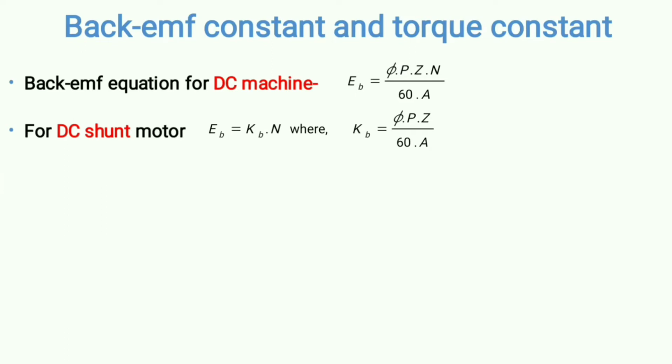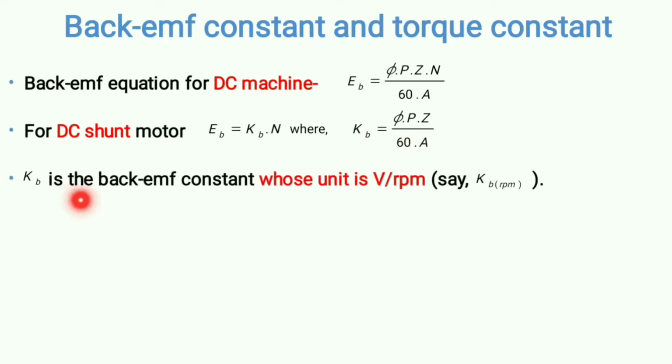So this KB is called the back EMF constant, whose unit is voltage per RPM. Here N is the speed in RPM, so we can say the unit of KB will be voltage per RPM. For the time being, let's consider this nomenclature. This back EMF constant is given a nomenclature, say KB RPM. I will tell you later why this nomenclature is given here.